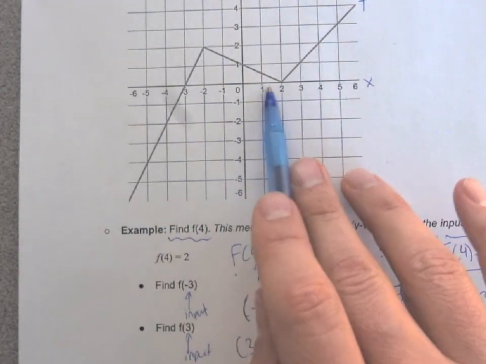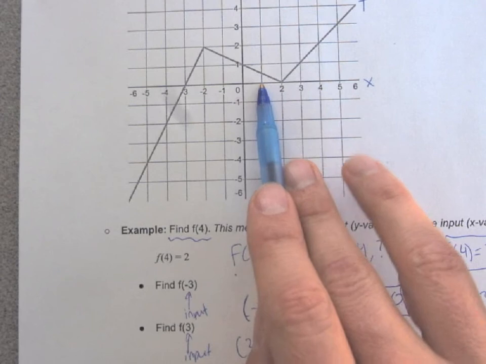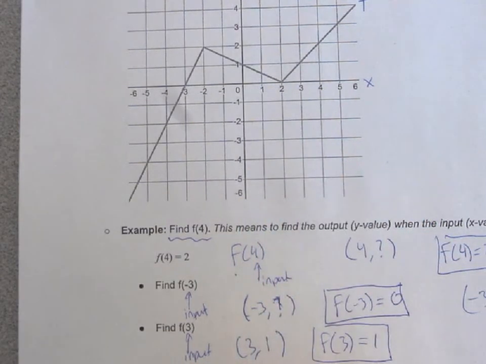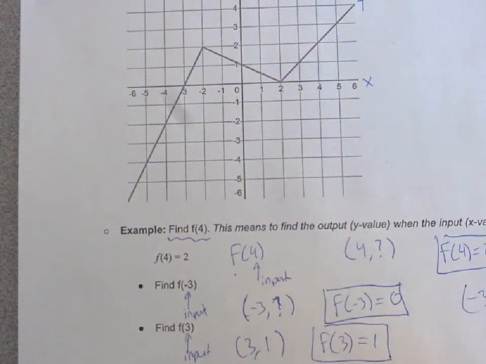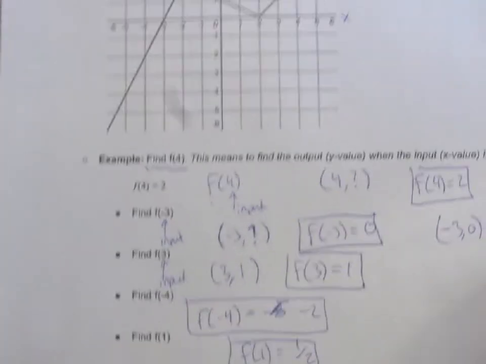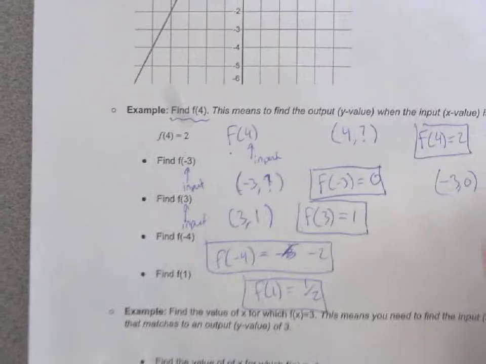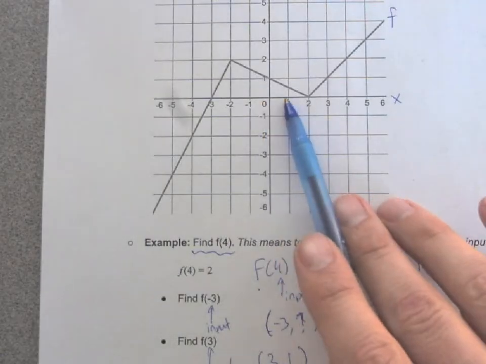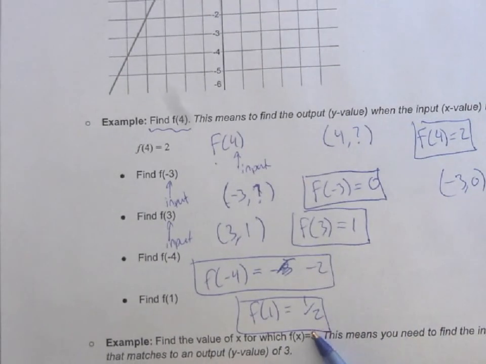Okay, and then f of 1. This one's kind of weird, but if you go over to your graph and you go like halfway up, you're going to hit the graph there. So if your x is 1, your y is about 1/2. So f of 1 equals 1/2. Sorry, I keep looking back up at the graph. But yeah, f of 1 equals 1/2, your output there.